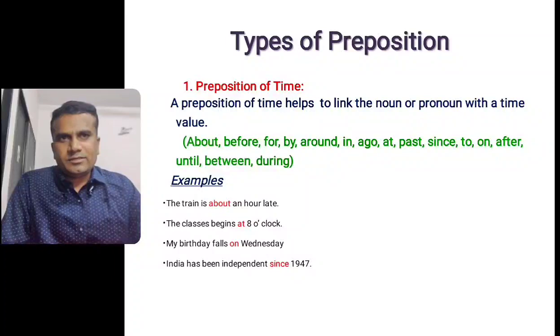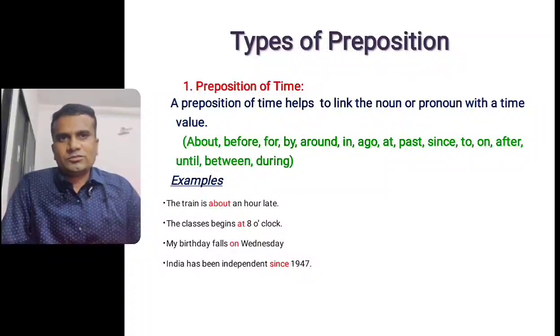The first example of preposition of time is: The train is about an hour late. Here about is preposition of time which is in red color. Second example: The class begins at 8 o'clock. Here at is a preposition of time. Then next sentence: My birthday falls on Wednesday.